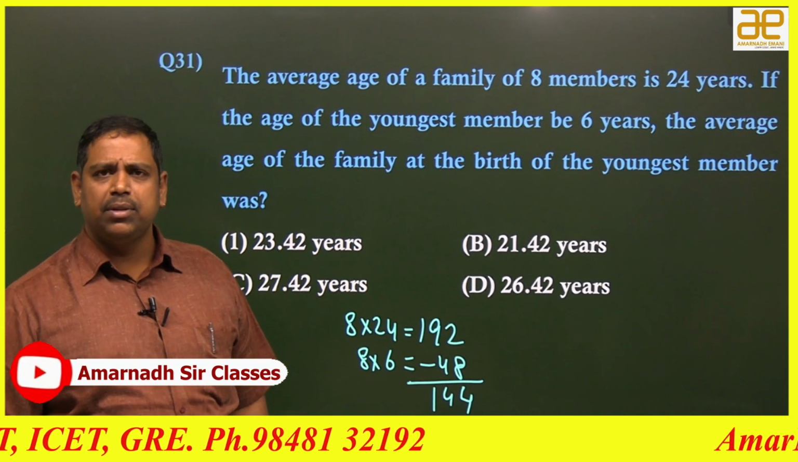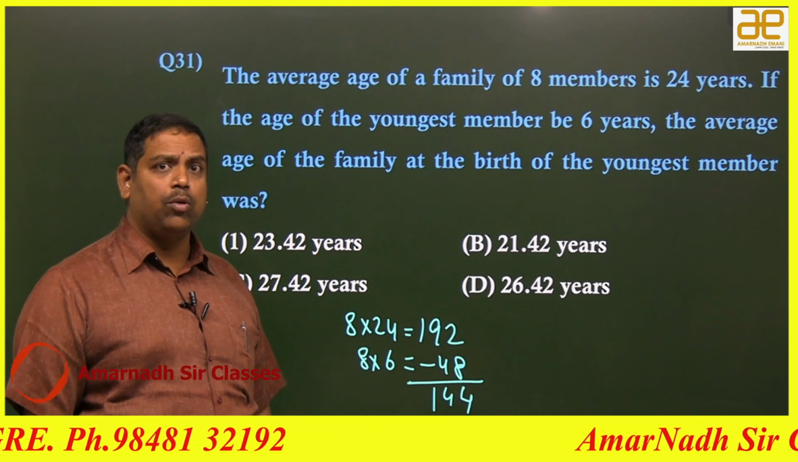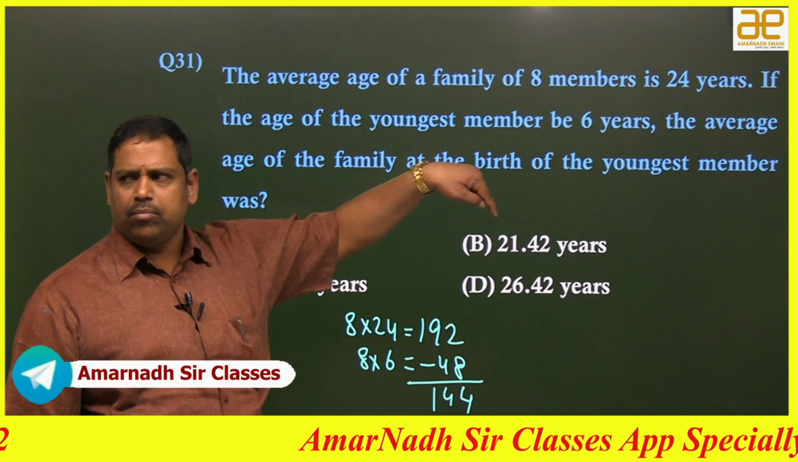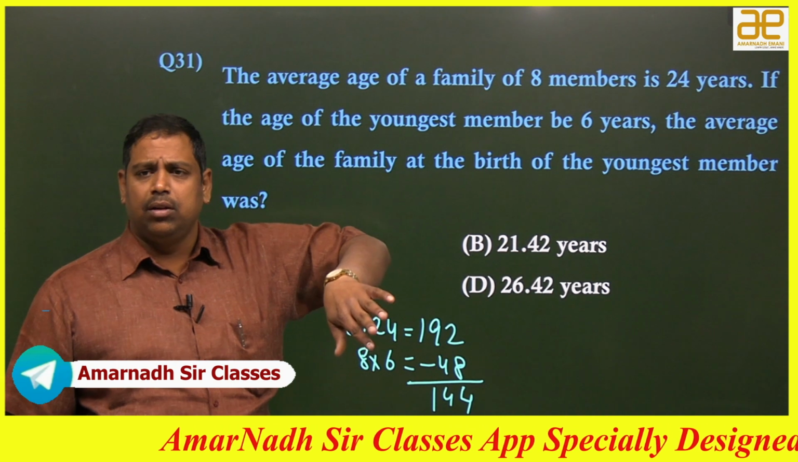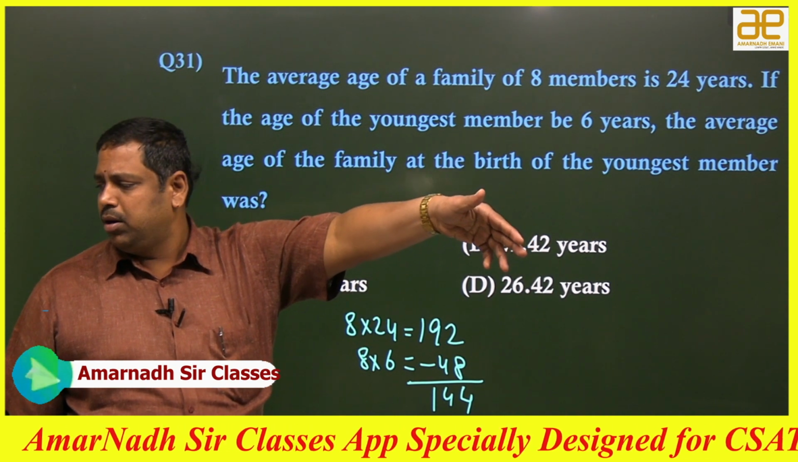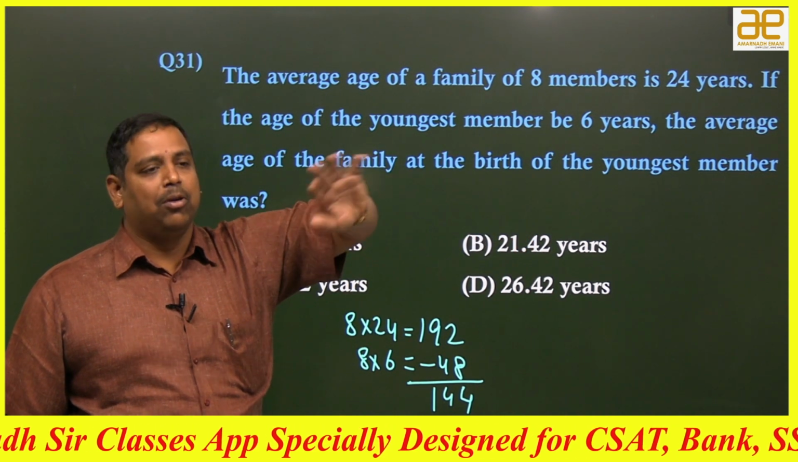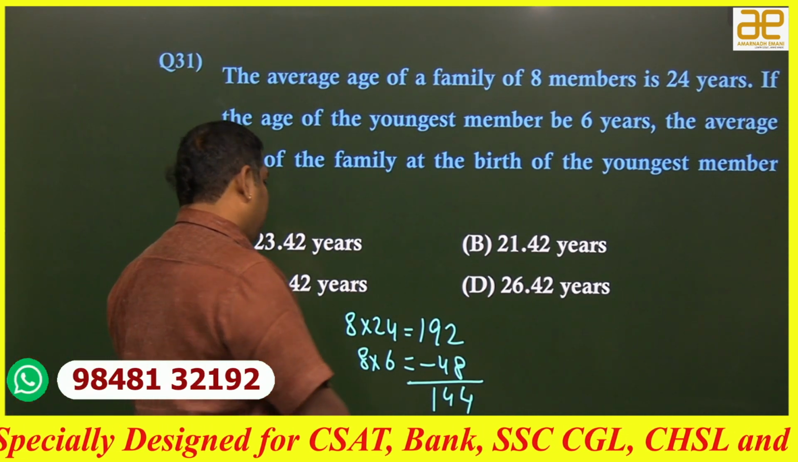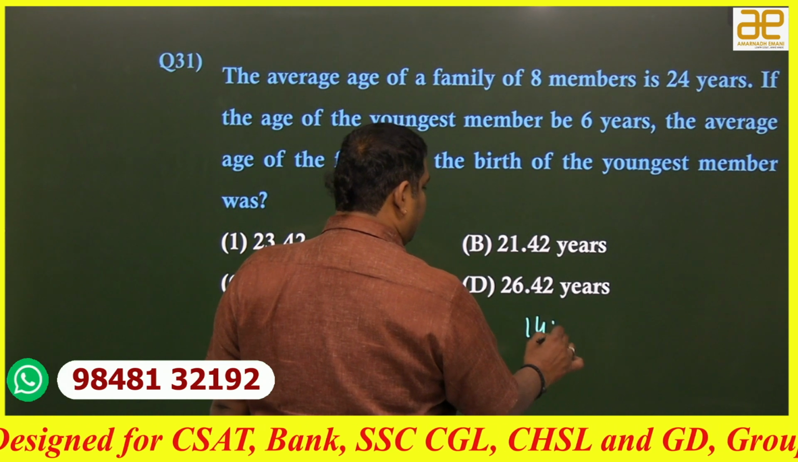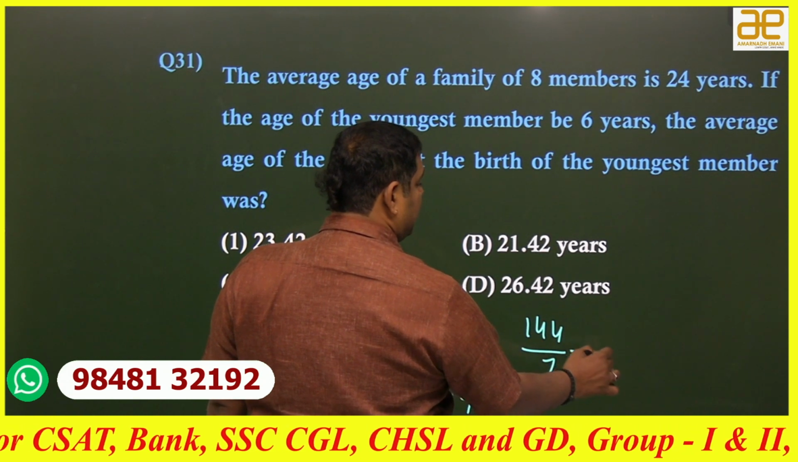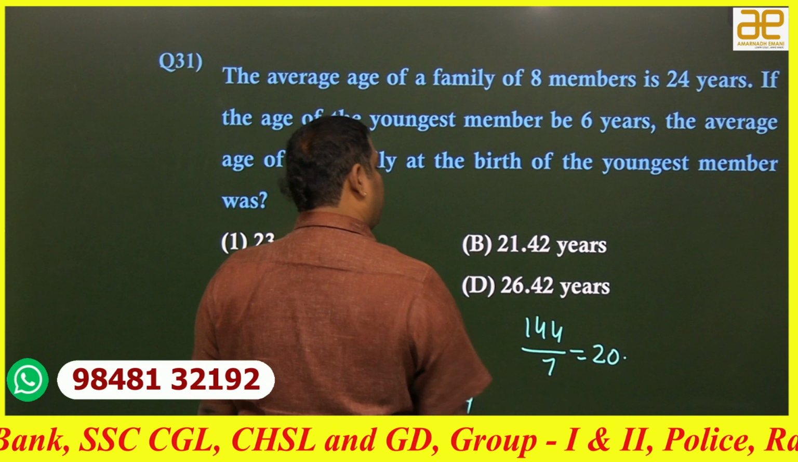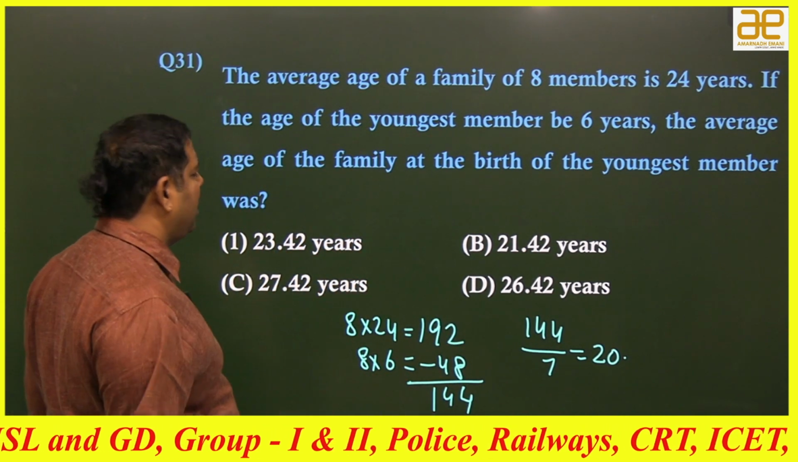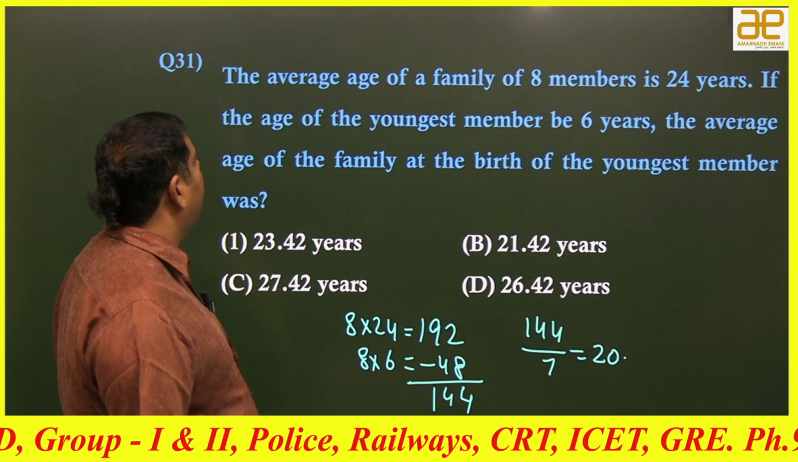Now in the family how many members are there? 8 members or only 7 members? Because he was just born, he was not there at the time of his birth, when he is about to be born, B-O-R-N, we have to consider. Then we have only 7 members, and that 144 will be divided among only 7 members. How many options are there? No option matches, so check the calculation one more time.